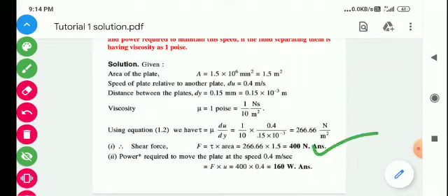So put the values of shear stress and area in this equation, and you will finally be able to calculate the force, which is 400 Newton. Now in the second part you have to calculate the power required to move the plate at a speed of 0.4 meter per second. So if we multiply force by its velocity, then we will get power required. Force we already calculated, 400 Newton, and the speed is 0.4. So if we multiply speed and force, we will get the value of power, that is equal to 160 watt.